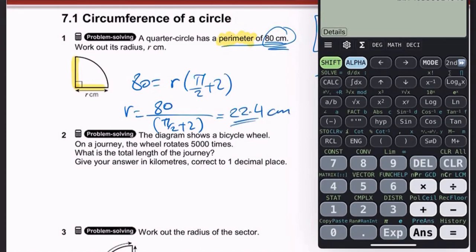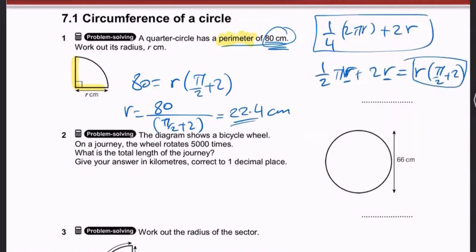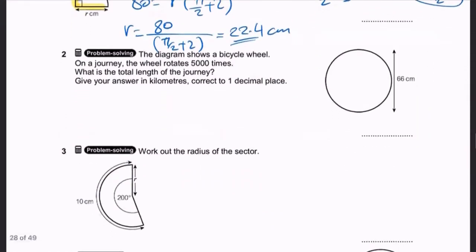Is it okay, kids, or is there a problem? Oh, it's okay. Okay, good. Now, the diagram shows a bicycle wheel on a journey. The wheel rotates 5,000 times. This is a nice question. What is the total length of the journey?